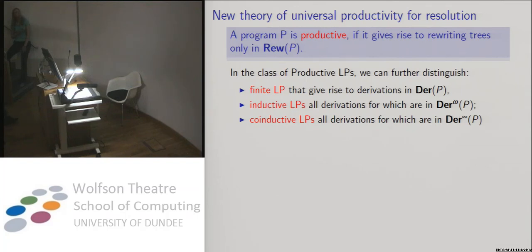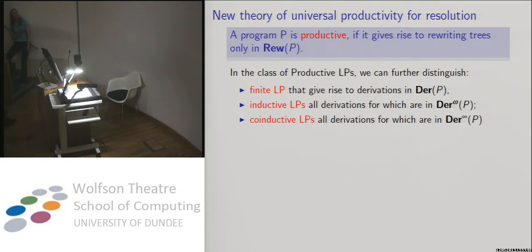To start with, we could define this. The program is productive if it gives rise to rewriting trees of finite size. So this tree basically means it's all the rewriting trees of finite size. And this is something that logic programmers were not able to define for a very long time. This is universal productivity, because I define this property faster than any logic program.